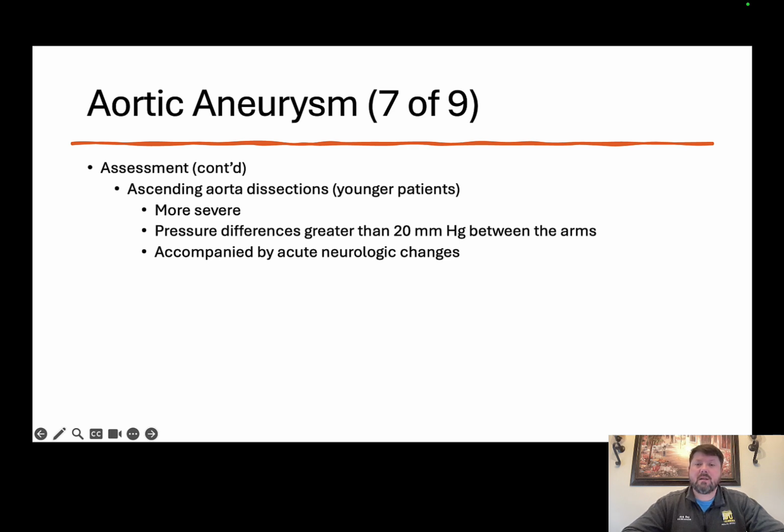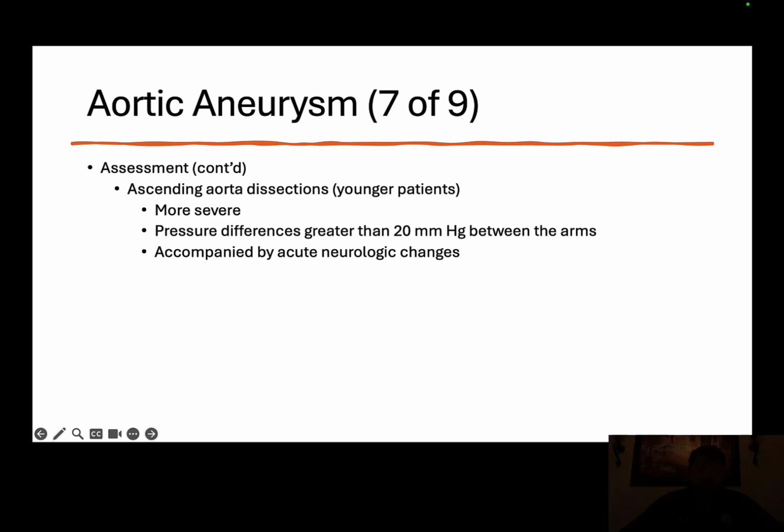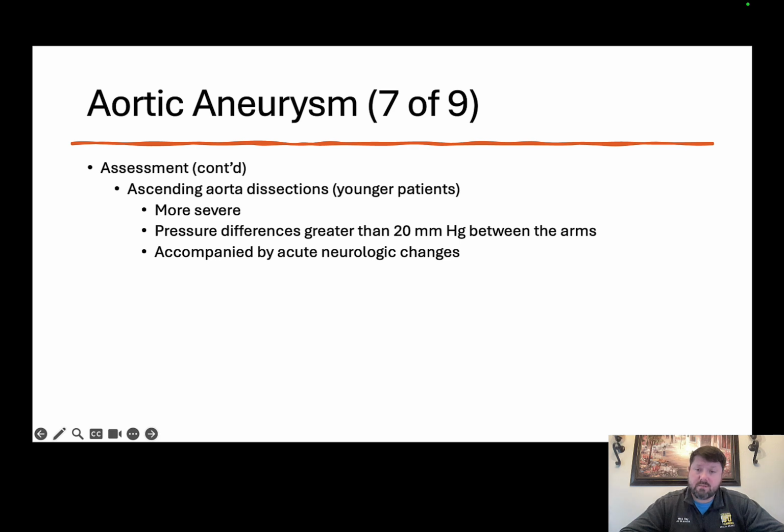Ascending aortic dissections occur in younger patients previously in good health. One or more of the vessels of the aortic arch is compromised. Pressure differences greater than 20 millimeters of mercury between the arms may indicate the presence of an aortic aneurysm. Suspect dissection if this finding is accompanied by acute neurologic changes. They also may show signs and symptoms of stroke. ECG changes characteristic of myocardial ischemia may occur when the dissection extends proximal to the coronary artery ostia.